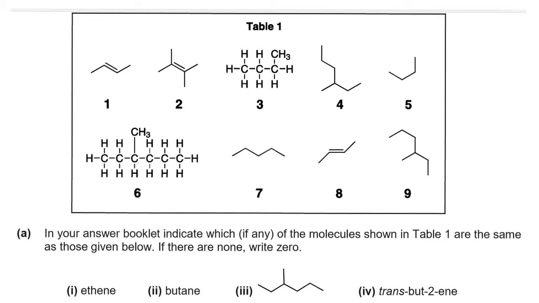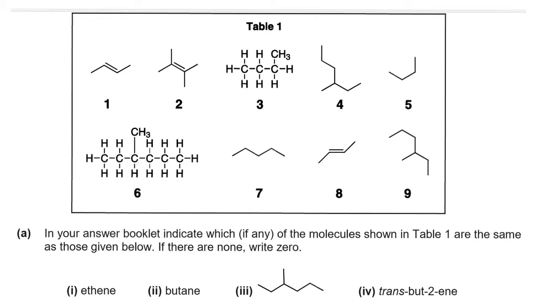Molecule 6 and molecule 7 have got more than 4 carbon atoms, so it cannot be them. Molecule number 8 has got 4 carbon atoms, but there is a double bond in the middle, so that would be butene. And molecule number 9 again has clearly too many carbon atoms to be butane.